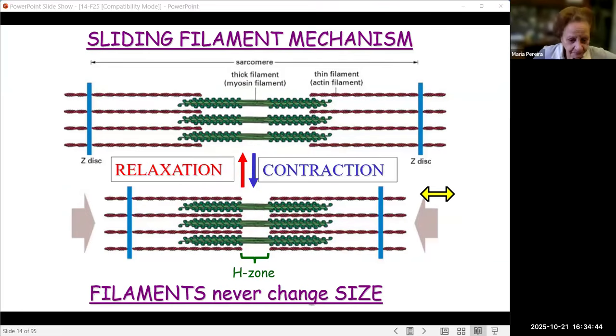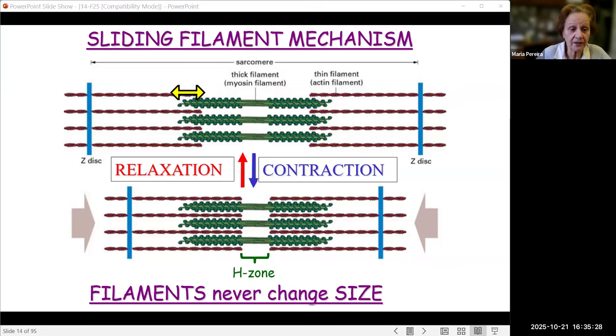So now you see here what happens to the sarcomeres. Remember, there's thousands and thousands of these sarcomeres in one muscle fiber. So when there is contraction, you go from this stage, which is the relaxed stage, to the contraction stage, where the H zone that contains only thick filament is very narrow. So compare the width of the H zone here with the width of the H zone here. The H zone is the area that only contains thick filaments.